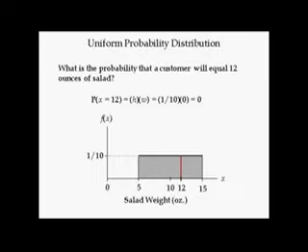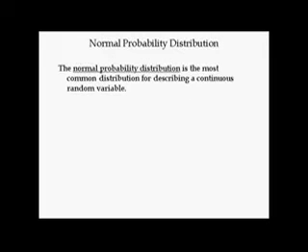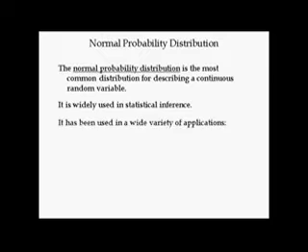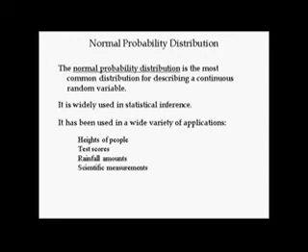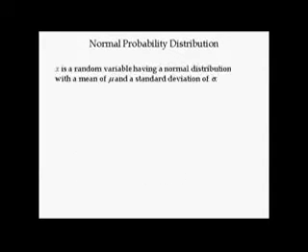to 0. The normal probability distribution is the most common distribution for describing a continuous random variable. It is widely used in statistical inference. It has been used in a wide variety of applications, including heights of people, test scores, rainfall amounts, scientific measurements, production lines, like, for example, filling Coke bottles.